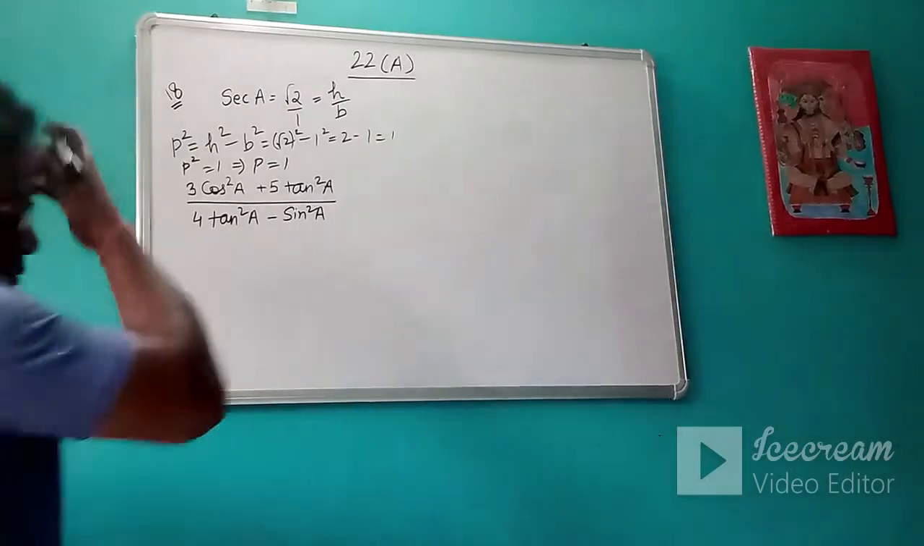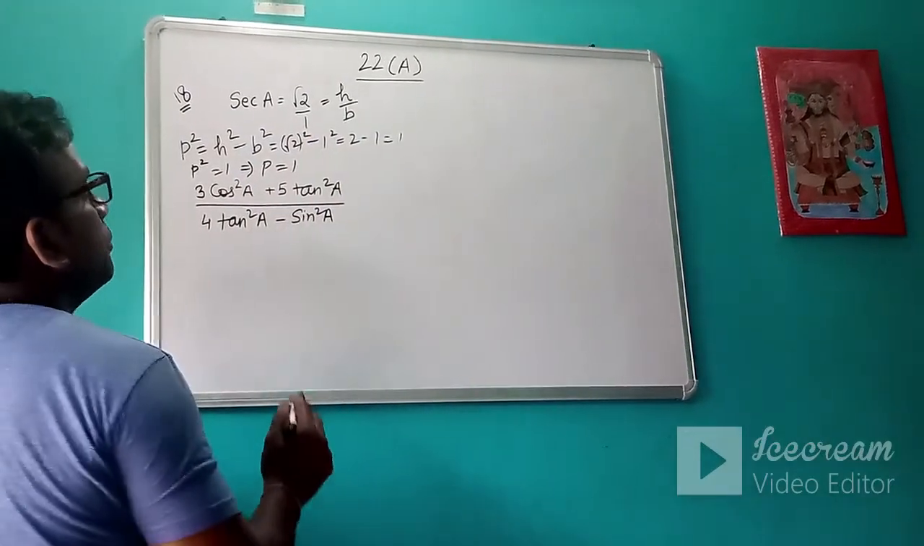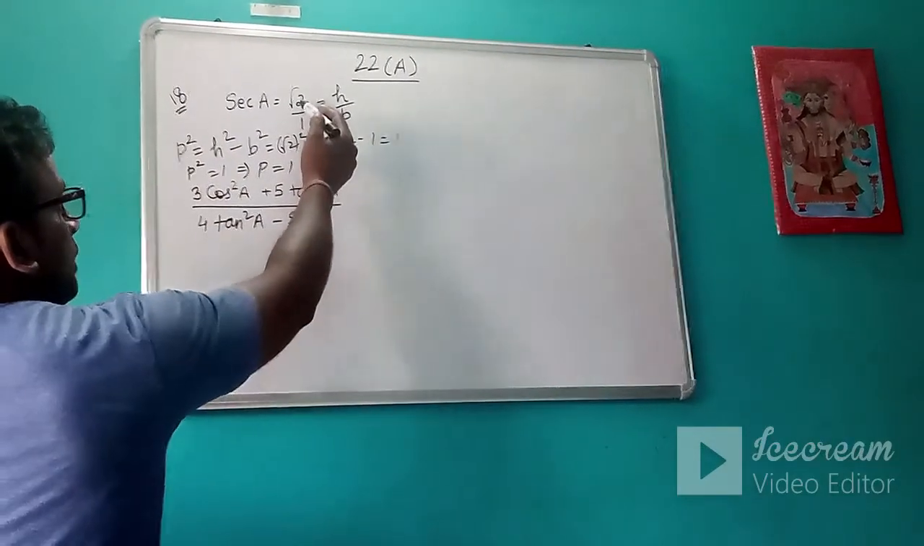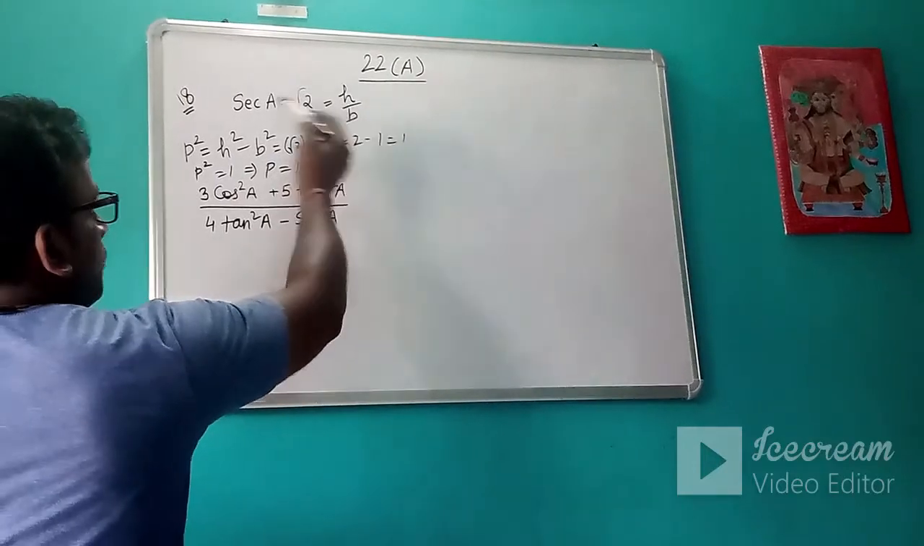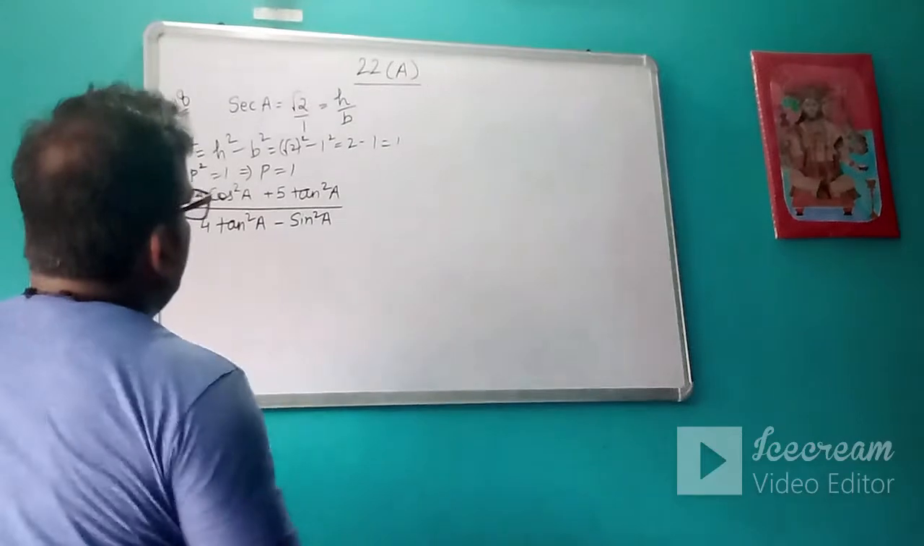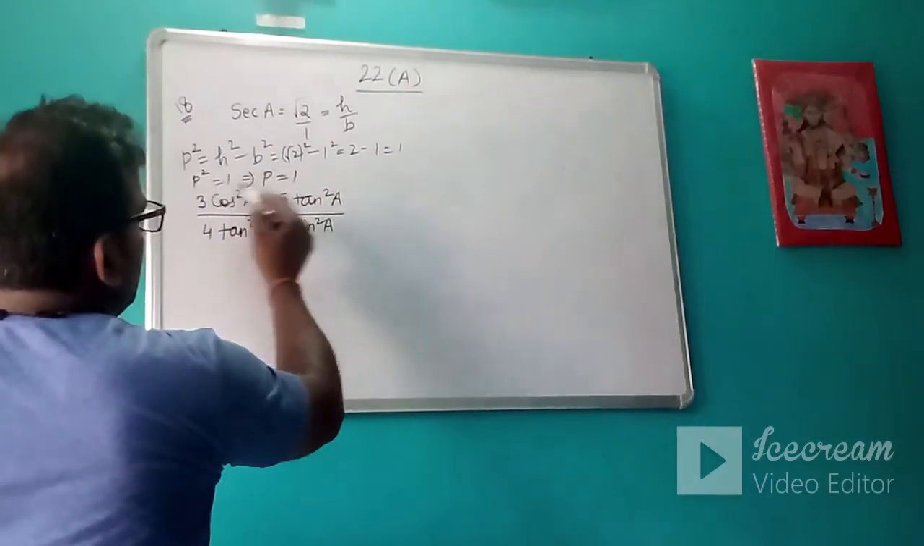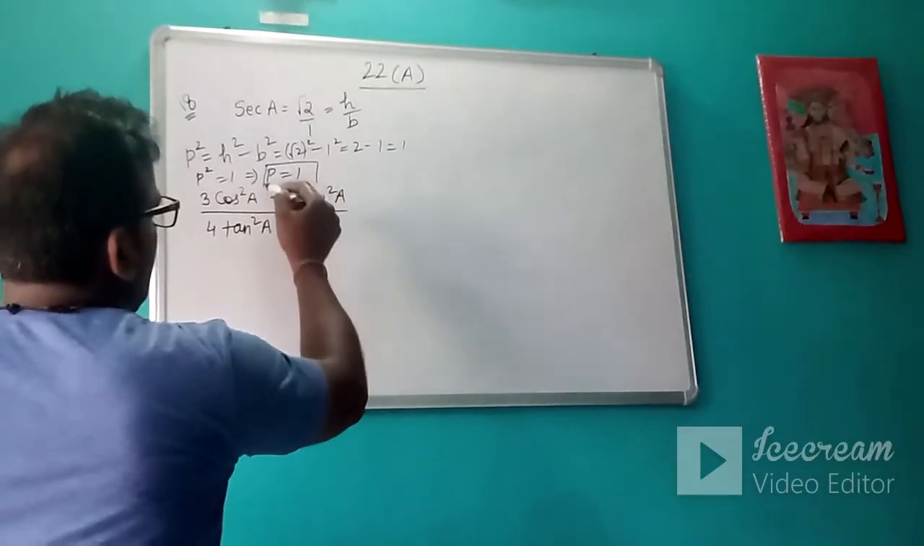Okay, let's discuss one more question. Now suppose the value of sec A is given as root 2. So I will write this root 2 as root 2 upon 1. That means, what was the formula of sec, if you remember? H upon B. Now what do we need in this? P. So again I have used the Pythagoras theorem to calculate the value of P. So this is my P.